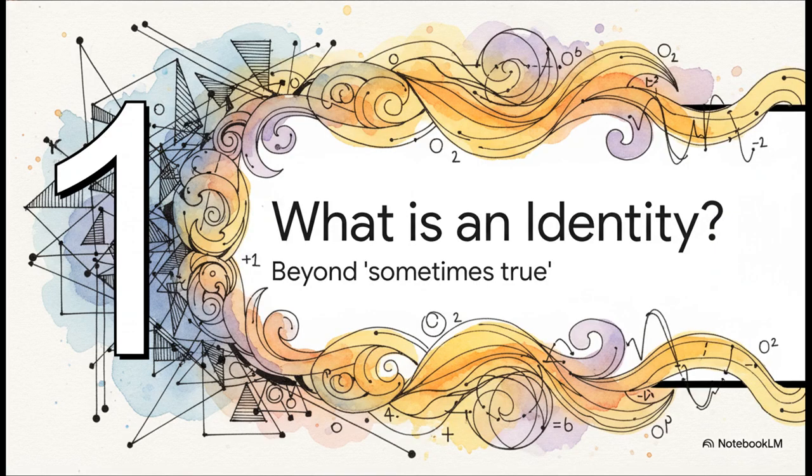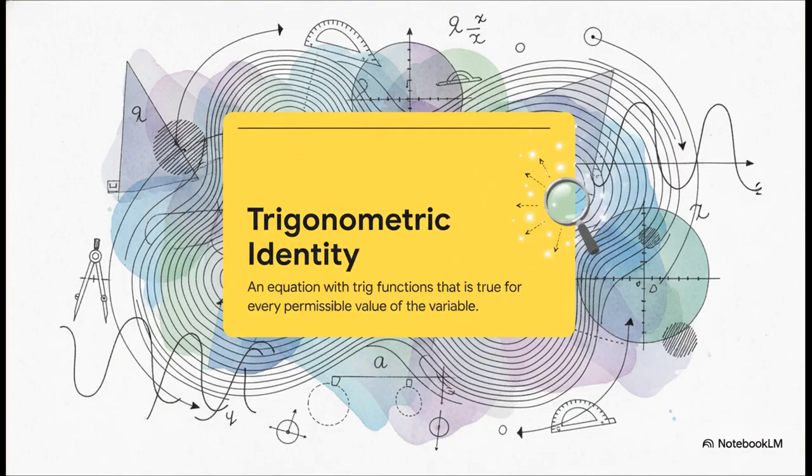So what in the world is an identity, really? Let's officially move past those equations that only work once in a while. So here's the formal definition. An identity is an equation that's true for every permissible value. And permissible is just a fancy way of saying any value that doesn't break math, like trying to divide by 0. So it's not a puzzle looking for one solution. It's a fundamental statement of fact.